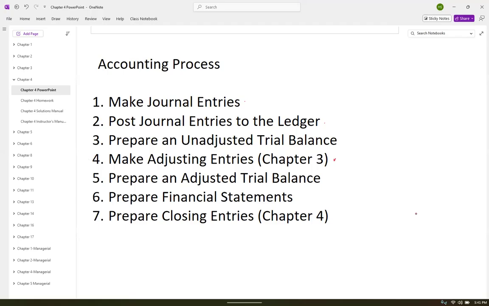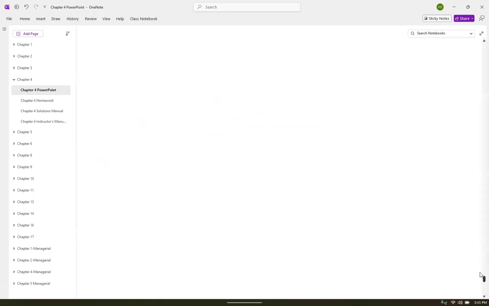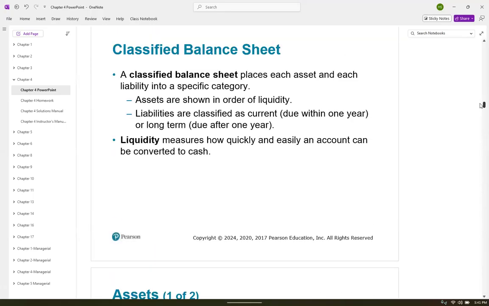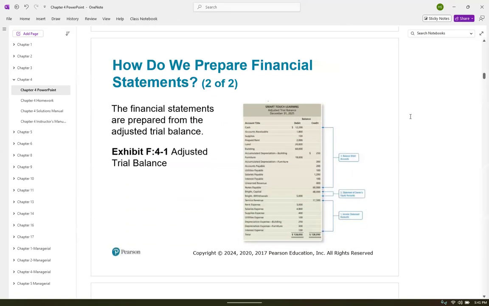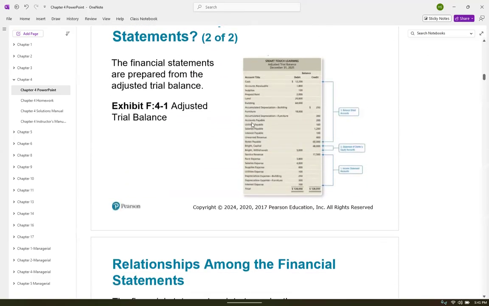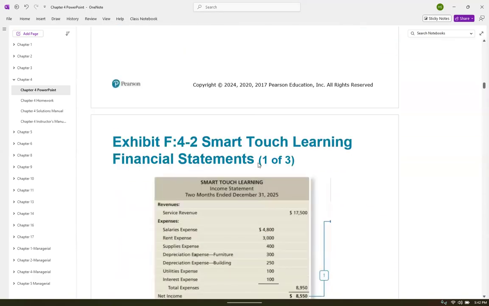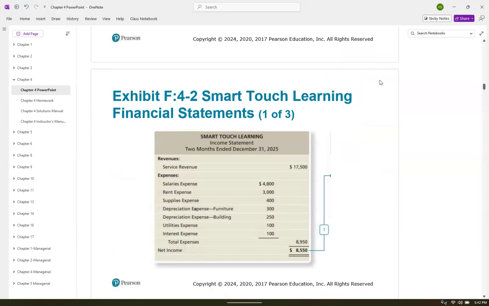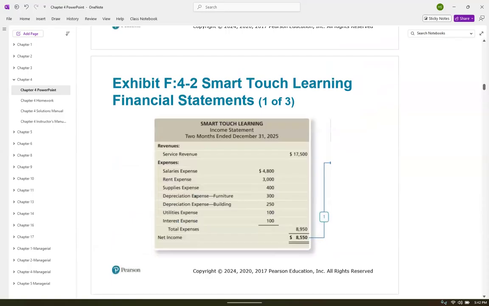All right, prepare an adjusted trial balance, then do the financial statements. Okay, so that's where they were at. And so remember, sometimes it matters where you're at in the process as to how to answer the question. Okay, so here we have that adjusted trial balance. It's really hard to see all those details in it, but we're going to jump down here and actually do the income statement first. But they did pull all those numbers from that adjusted trial balance.